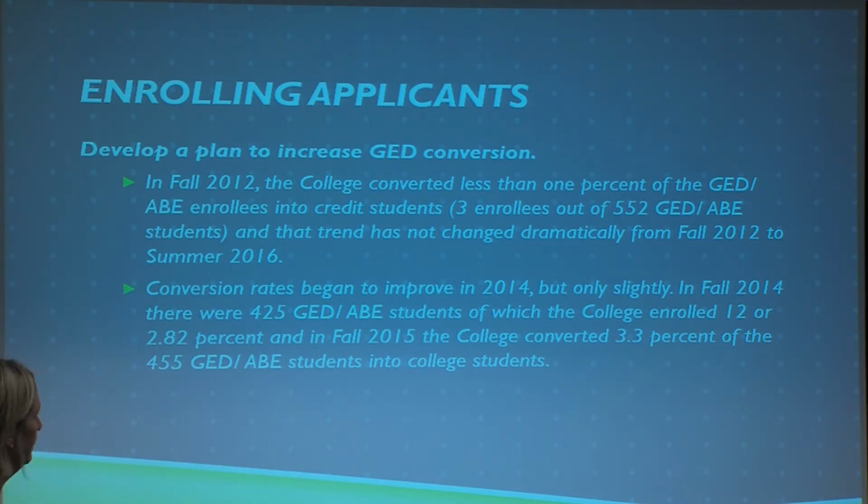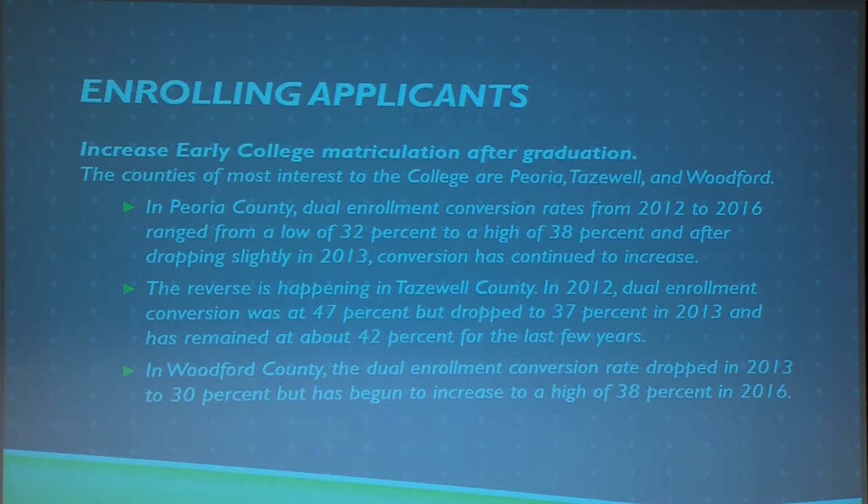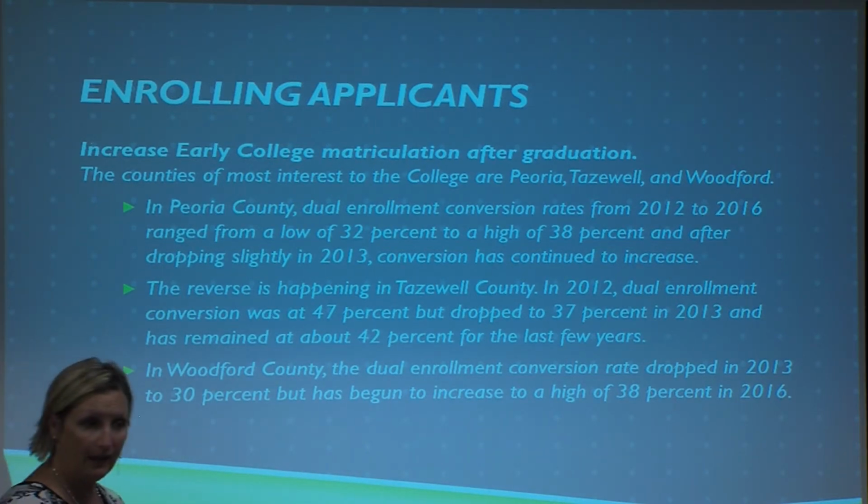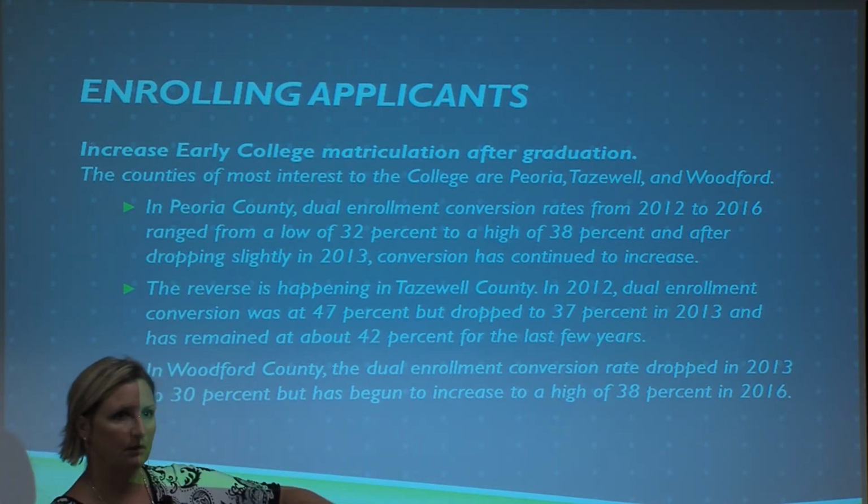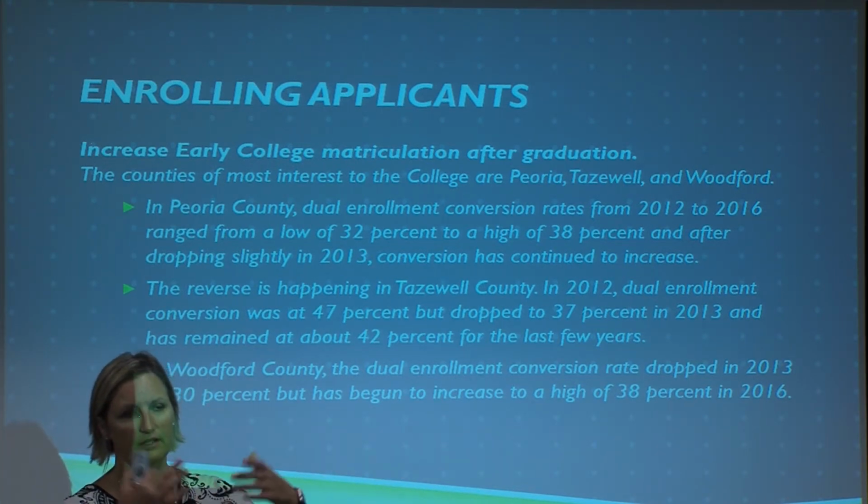Now that we know we got our funding back too, that helps. They did improve a little bit, but we've got some real opportunity here. Increasing early college matriculation. This is one of those things where we would do all this work with them for early college, and then they wouldn't get into our list for orientation. So they just kind of get lost.